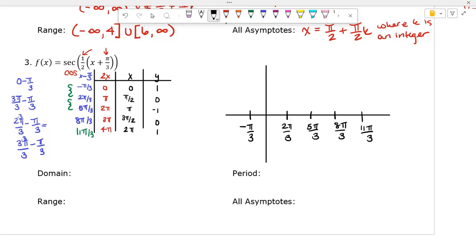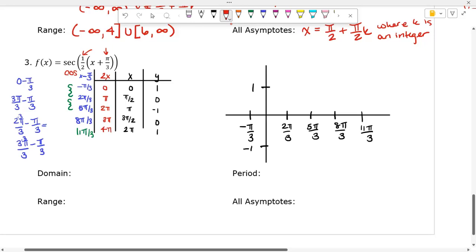And then we didn't do anything to our y values. I don't have an a. I mean, I have an a, it's 1. So my amplitude is 1. And I don't have a vertical shift. It's 0 that's being added there at the end. So this just goes up to 1 and down to negative 1.